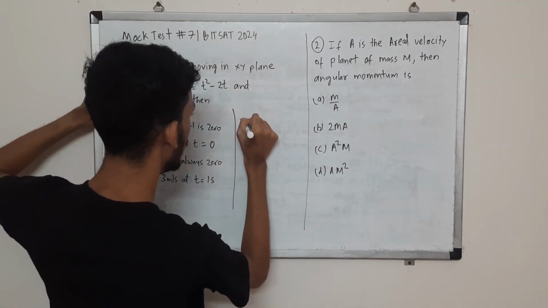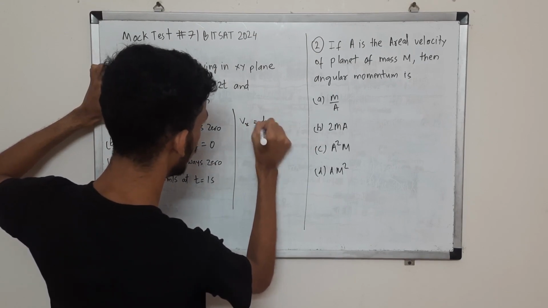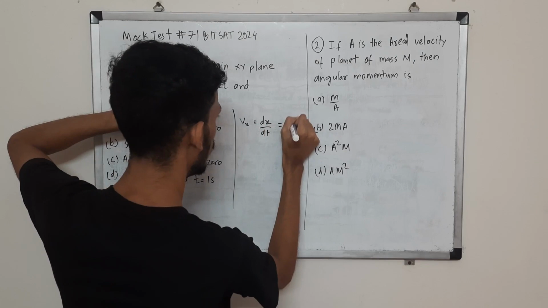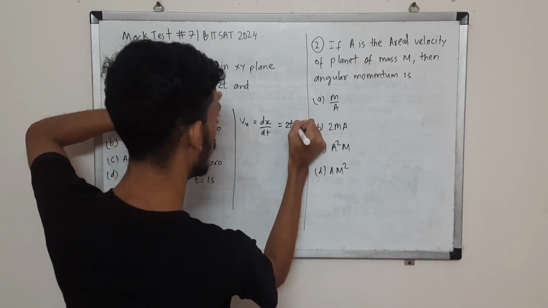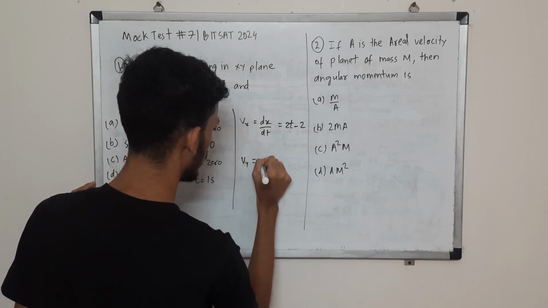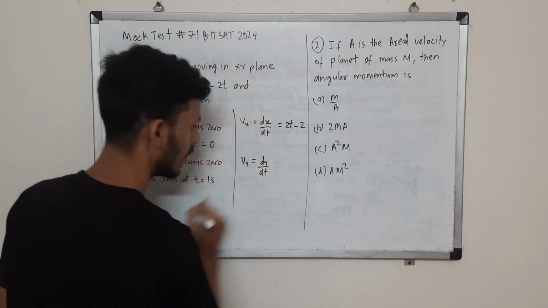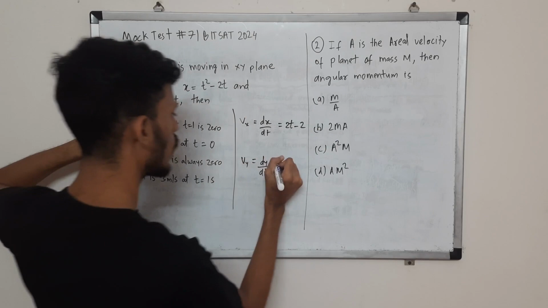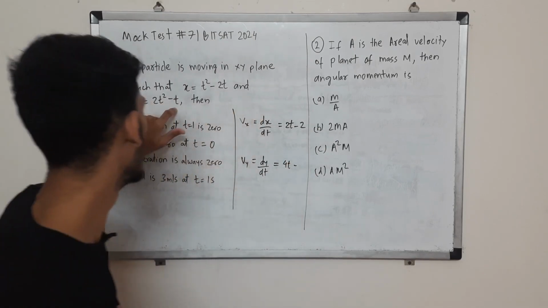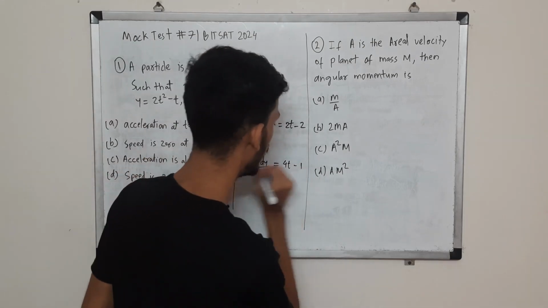So let's find the velocity in the x direction. That will be given as dx by dt, right? So that will be t square. If you differentiate, it is 2t, and if you differentiate this, it is 2, right? Then vy in the y direction, we have to differentiate the y coordinate. So 2t square, differentiate that, 2 comes down, 4t, and if you differentiate t, it is simply 1, right?